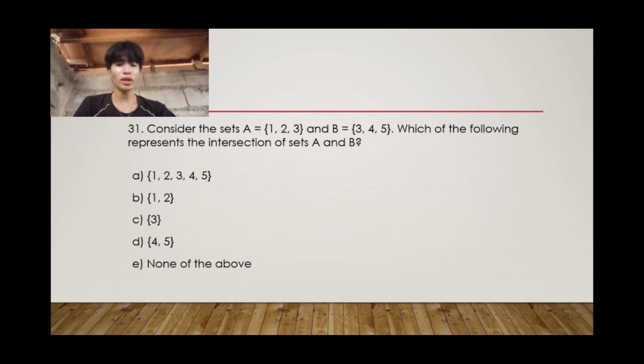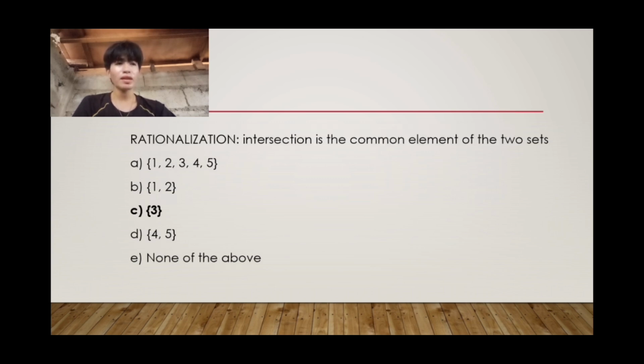As we all know, the intersection of sets is the common elements of both sets. So it only requires the common elements of the two sets. Here in our example, set A is 1, 2, 3, and set B is 3, 4, 5. So the common element of the two sets is only 3. Therefore, our answer for this number is letter C, set 3.